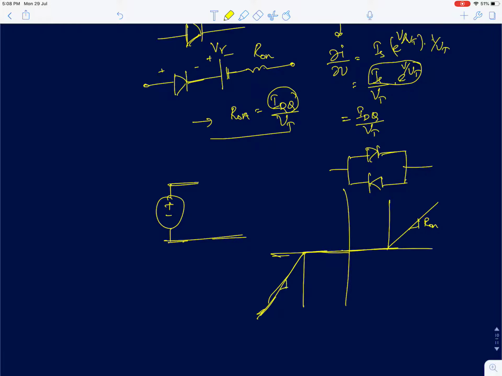Okay, both the slopes are positive here. And the inverse of this slope is 1 by R on. I should write it as 1 by R on.